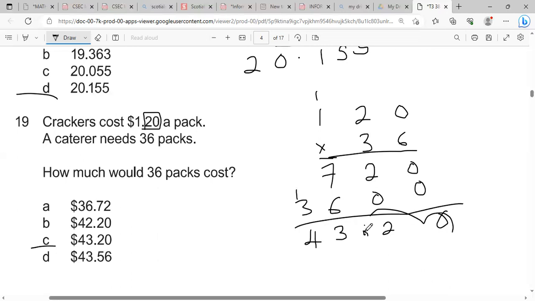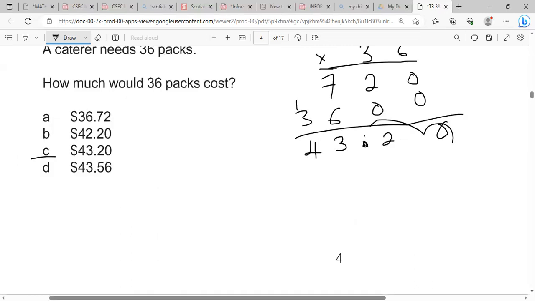Why were crackers this cheap in Jamaica? Jamaica is a pretty expensive country. I don't even get it, guys. I don't even get it.